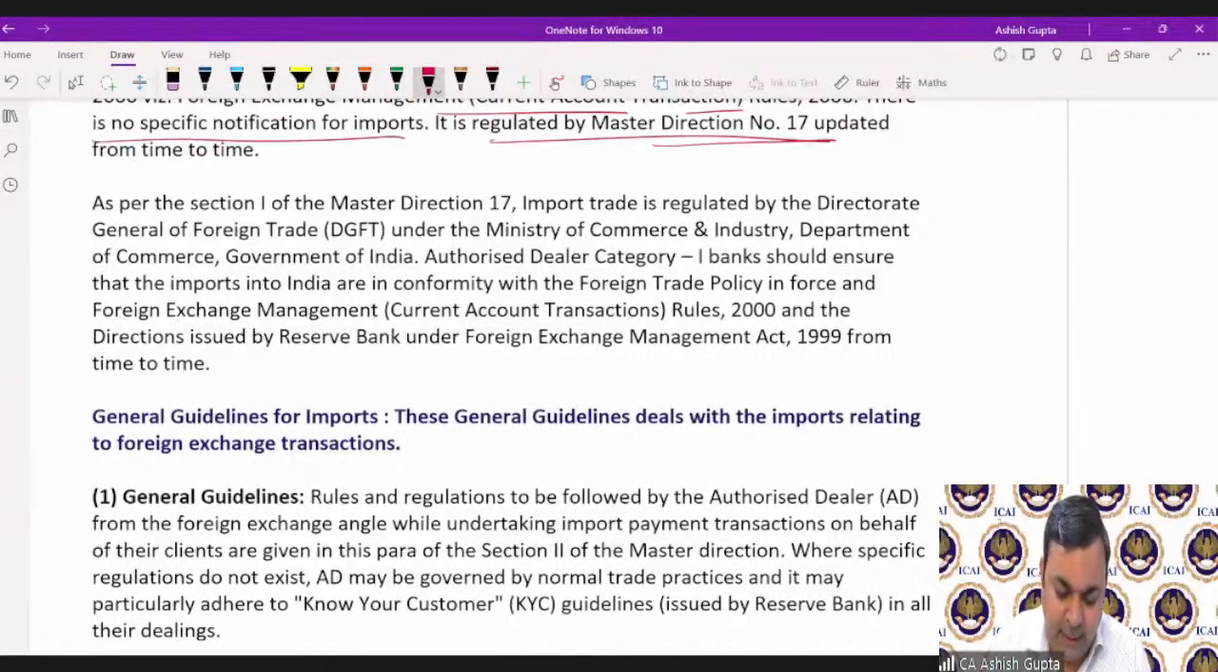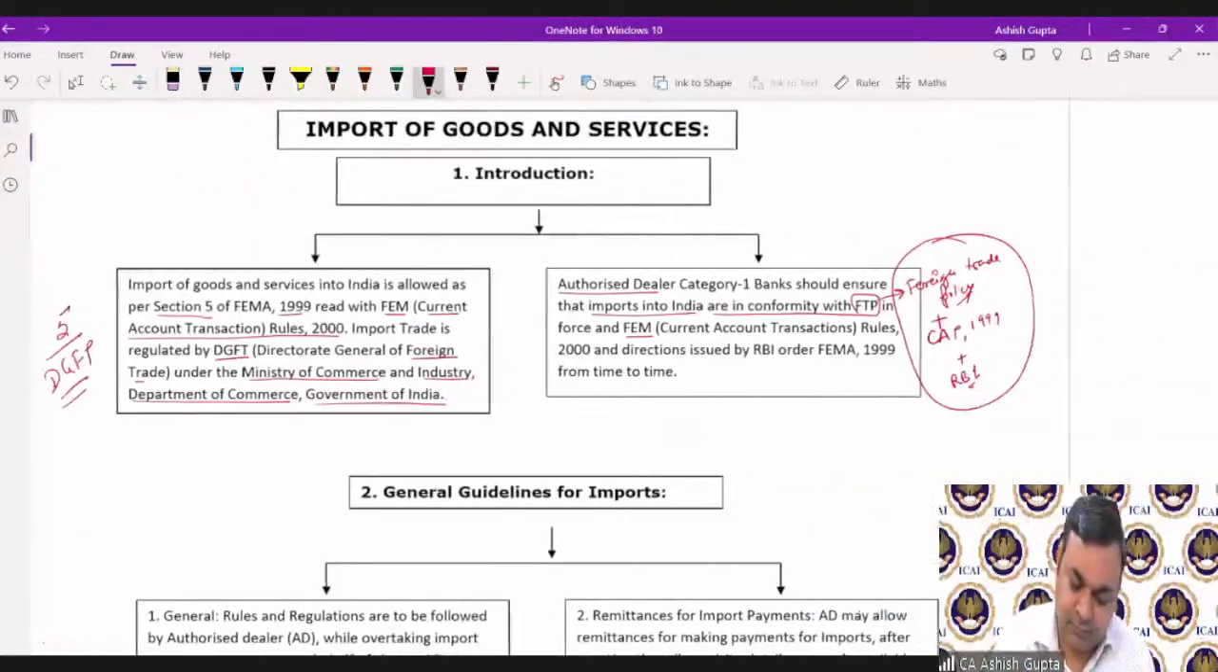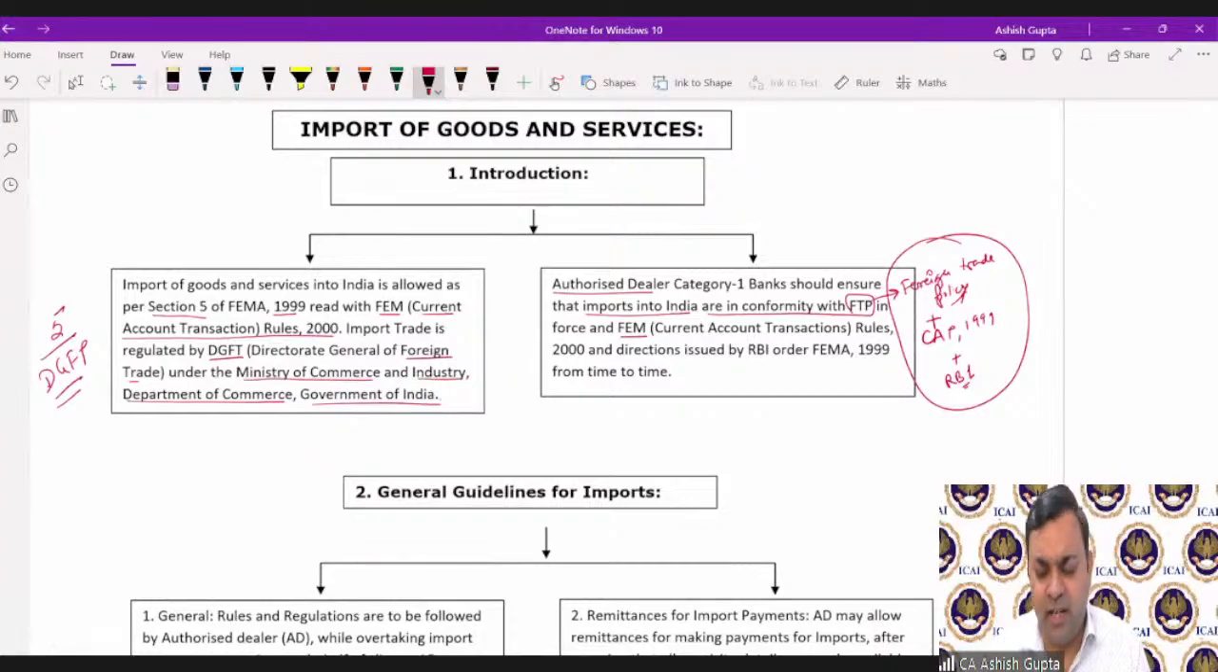Import trade is regulated by DGFT, Director General of Foreign Trade, under the Ministry of Trade and Commerce, Industry, Department of Commerce, Government of India. Authorized dealer category 1 bank should ensure that they comply with the FTP provisions, foreign trade policy, current account transaction rules, or RBI directions. Okay, so this is the introduction part.